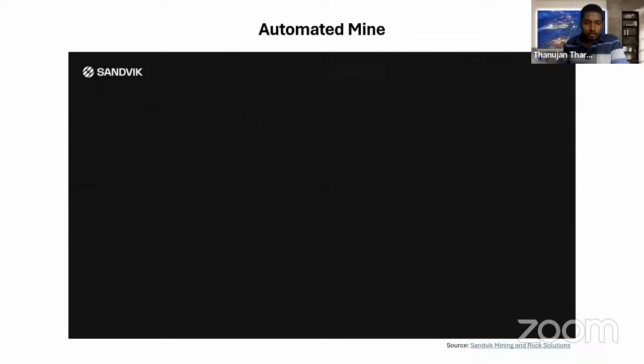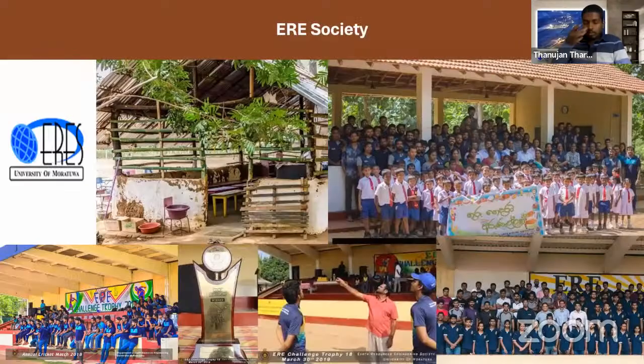Okay, so this is just to show you a small part of how the automation works. Not only within the fleet of the mine, you can also use it in various aspects like drilling and so on.